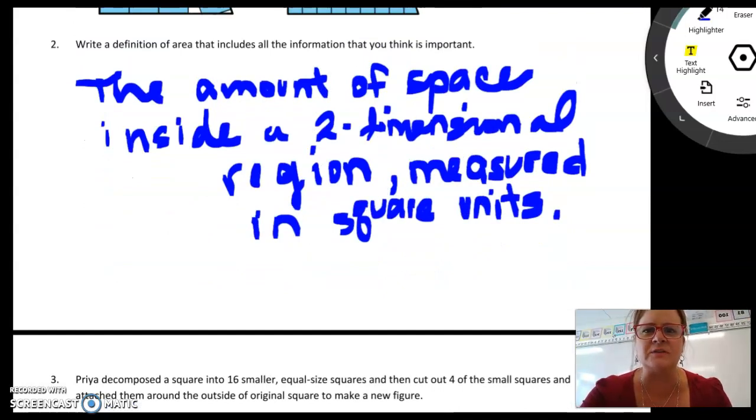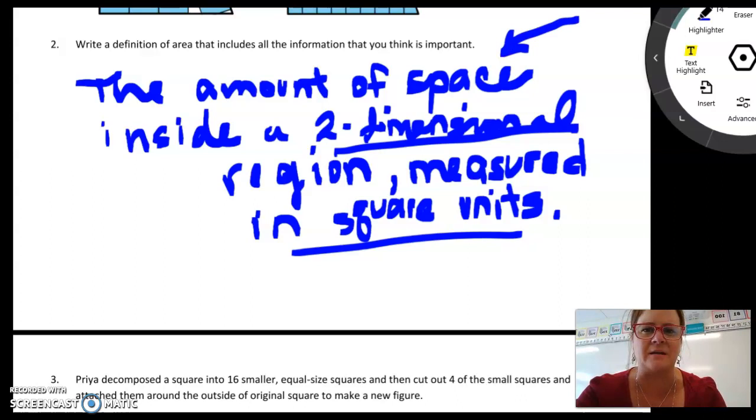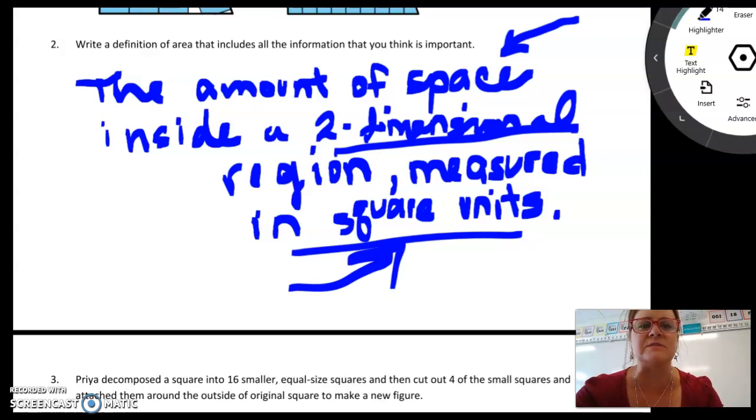All right, number 2, write the definition of area that includes all the information that you think is important. I'm really curious when I look at your papers to see what you wrote down. I said something to the effect of area is the amount of space inside a 2-dimensional region and that it's measured in square units. What I think is important is something about the space inside. You could call that the region inside, since I don't know how to say the area inside without saying the word area. I think it's important to have something down about square units. So if you didn't do that, make sure that you add that to your definition.